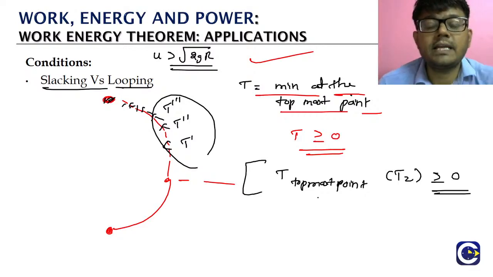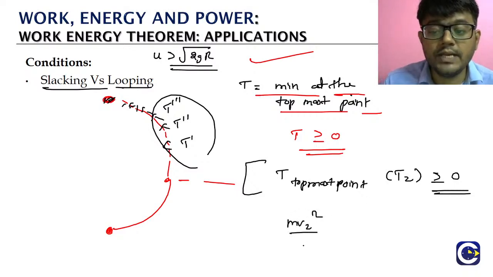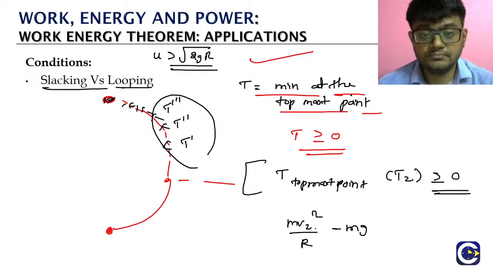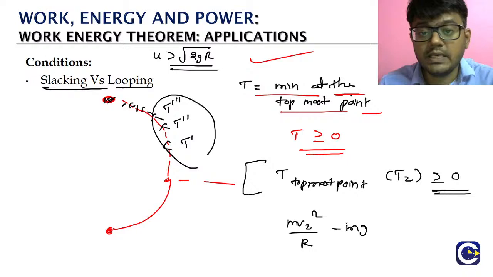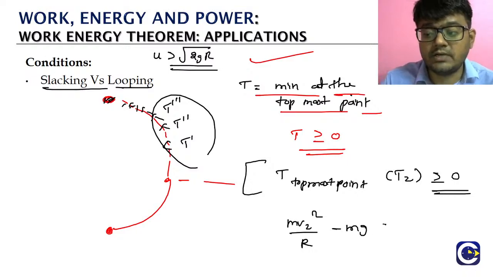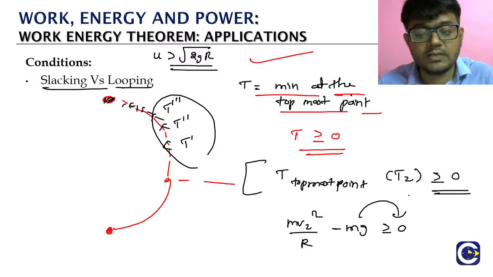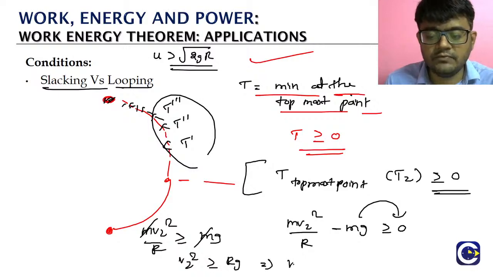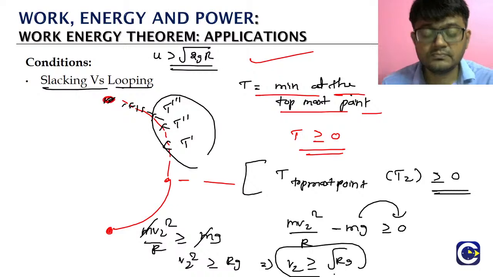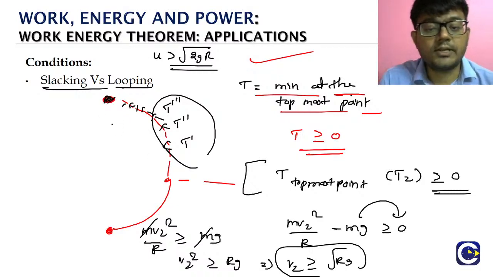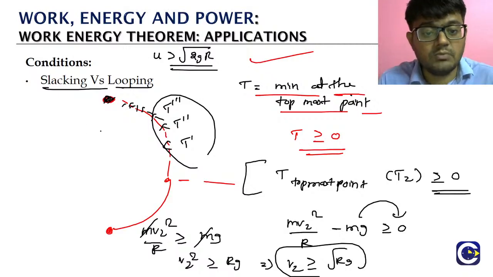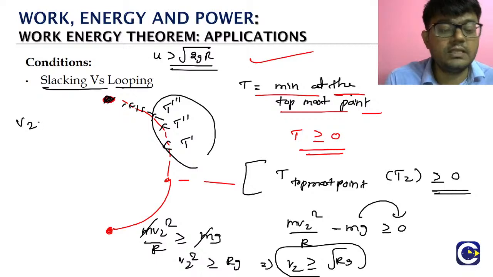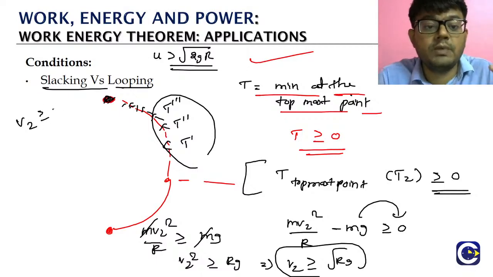So look, we are going to apply the condition on the tension at the topmost point. Tension at the topmost point, in the formula, is m v2 square by r minus mg. This is the tension velocity formula. T2 is m v2 square by r minus mg, and its value should be more than or equal to 0. Taking mg to the other side, m v2 square by r should be more than or equal to mg. Cancelling m, v2 square would be more than or equal to rg. From that, the value of v2 should be more than or equal to root rg. Means the tension at the topmost point should be more than or equal to 0. If we take such a condition, we get a result for velocity. What is it? Velocity at the topmost point should be more than or equal to what? Root rg.